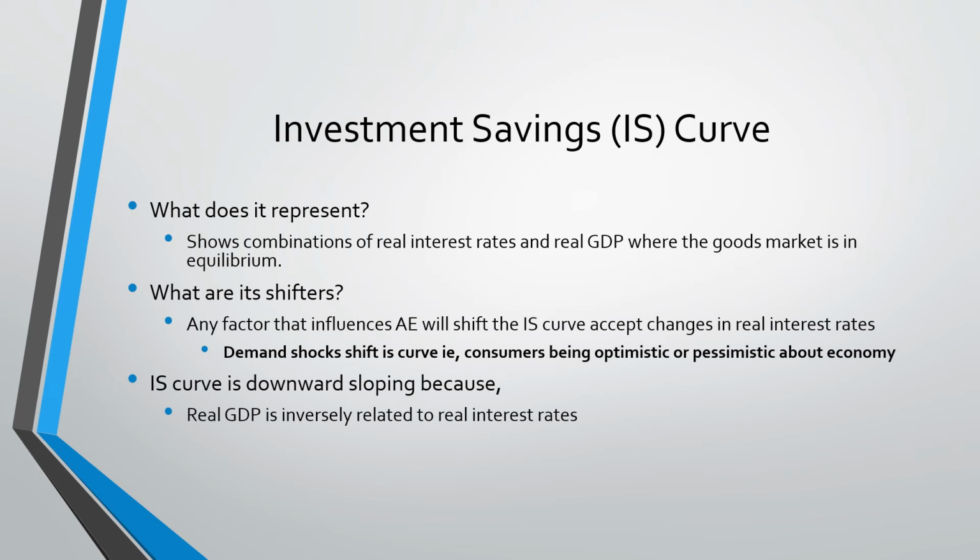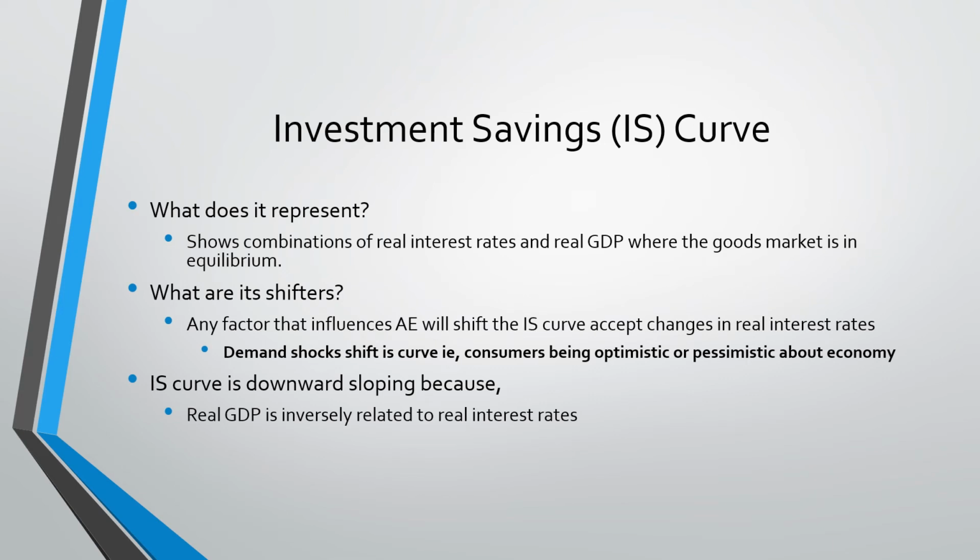Moving on. The investment savings curve, or IS curve. So what does it represent? As I said earlier, it shows a combination of real interest rates and real GDP when the goods market is in equilibrium, so when AE is equal to Y. It's shifted by any factors that influence your aggregate expenditure beyond a change in the real interest rate. A change in the real interest rate is just a movement along the IS curve.